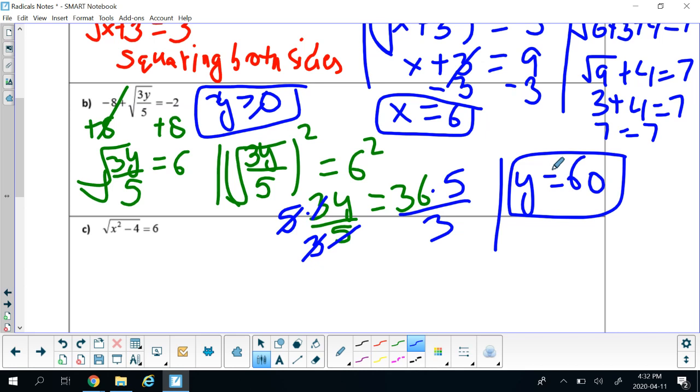And then it is not extraneous, because if you look at our restriction, it says that y should be greater than or equal to 0, and y equal to 60 satisfies our restriction. So we're going to verify our solution now. To verify, we'll take the value of y equal to 60 and plug it in our original equation.